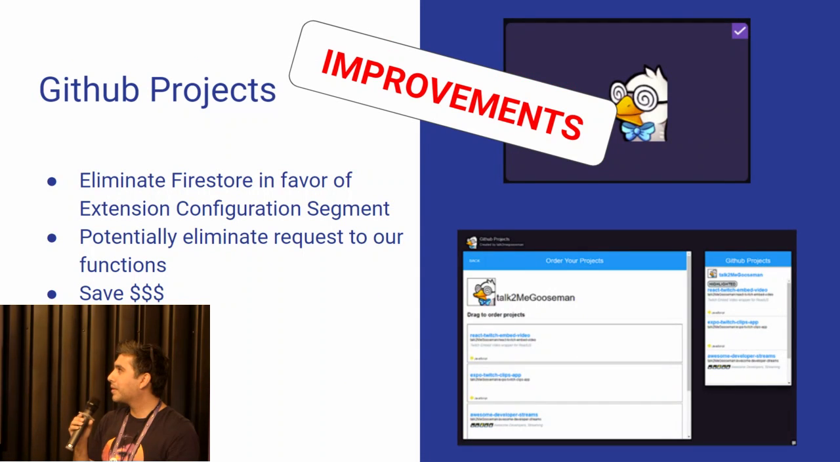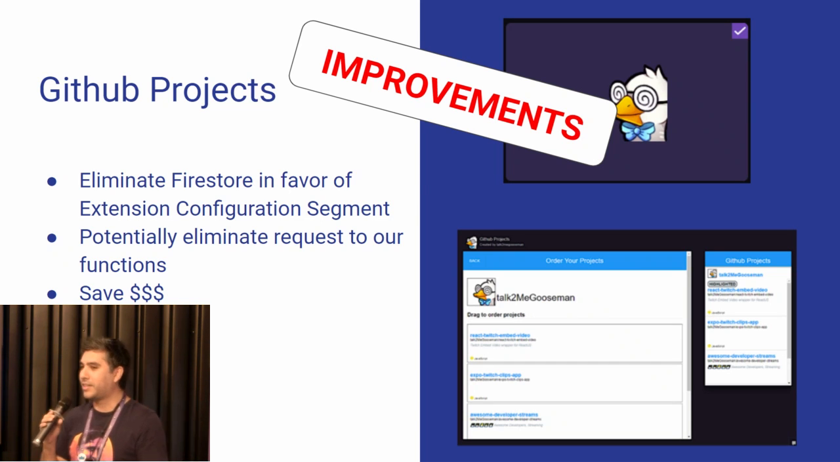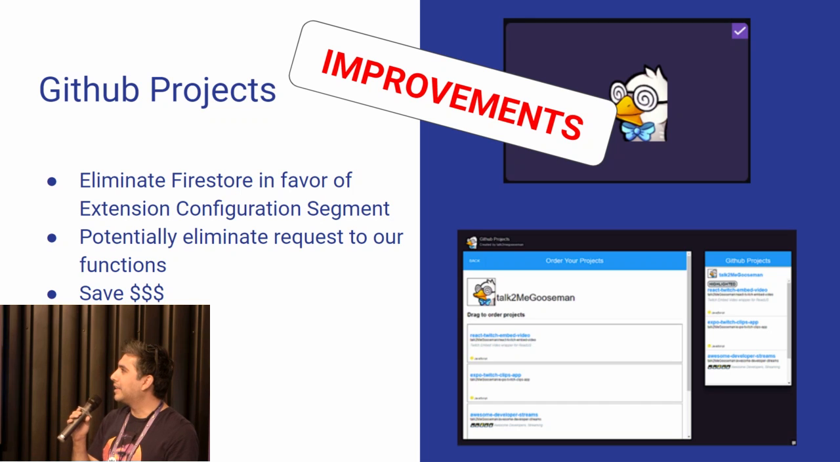So what are the improvements for the GitHub project extension? Using this knowledge that we've equipped it with, we can actually eliminate the Firestore completely in favor of the extension configuration segment, and then potentially eliminate requests to our function. And the bonus is we save money, or I save money. Yeah, I still need to do this, by the way.